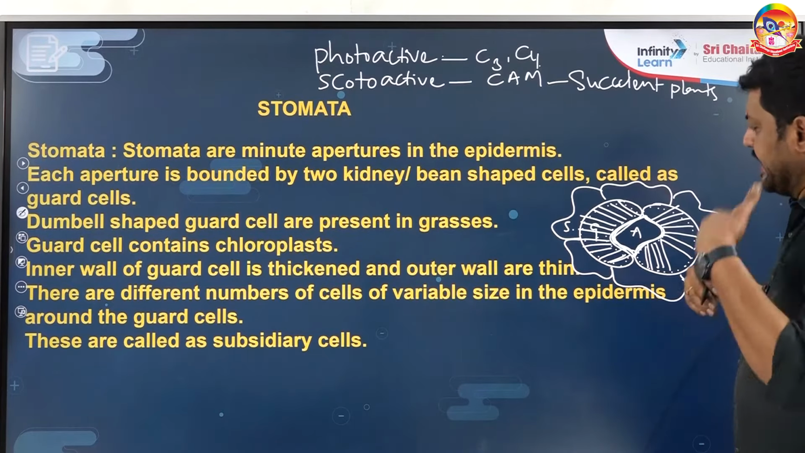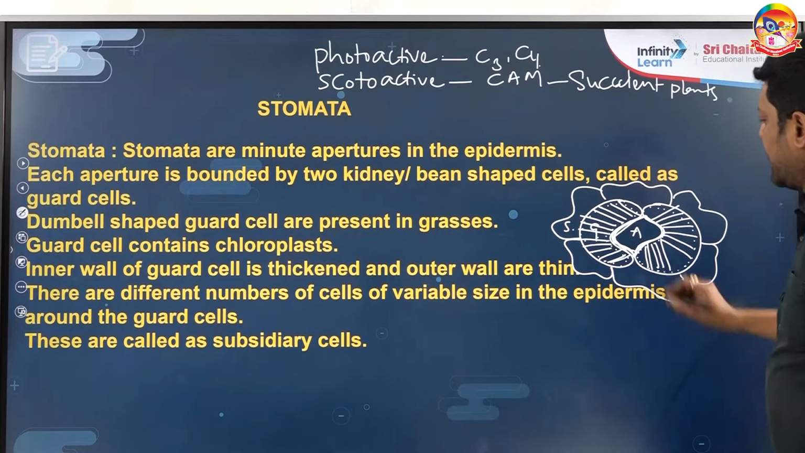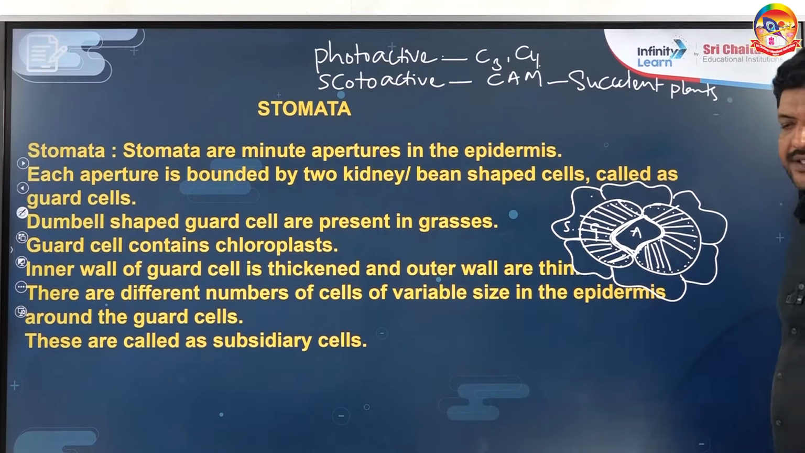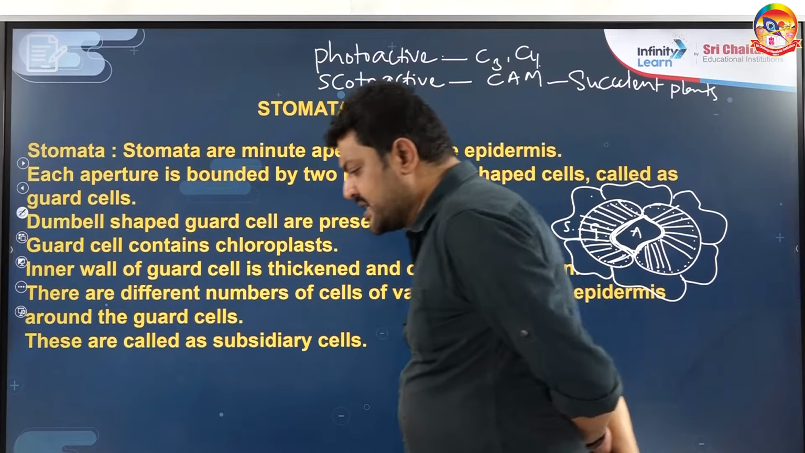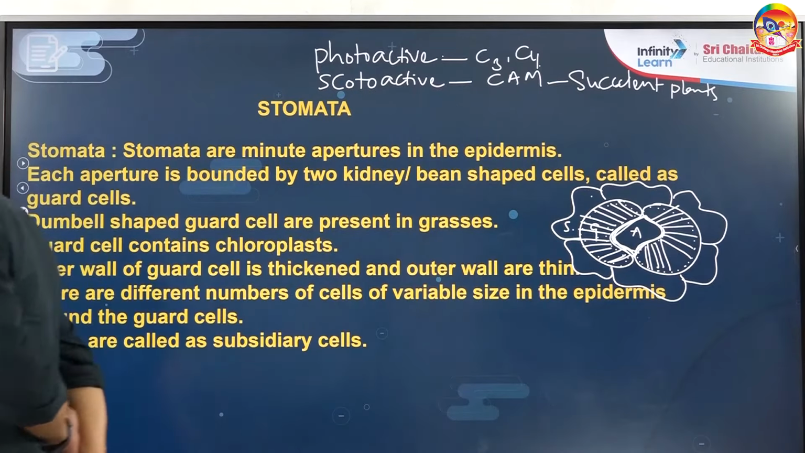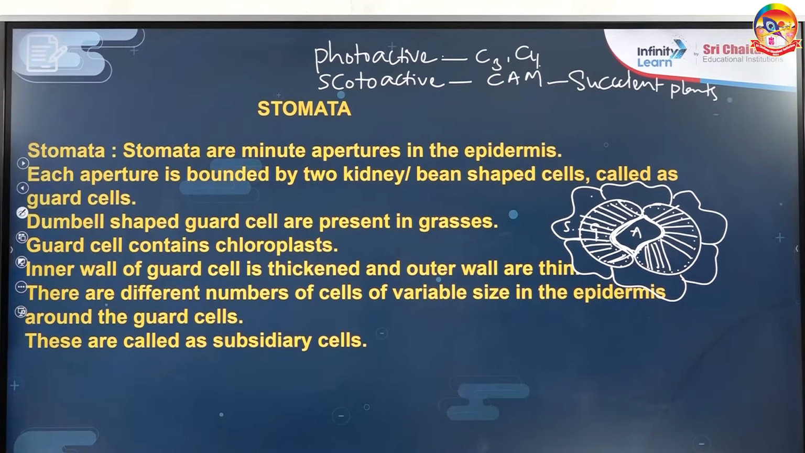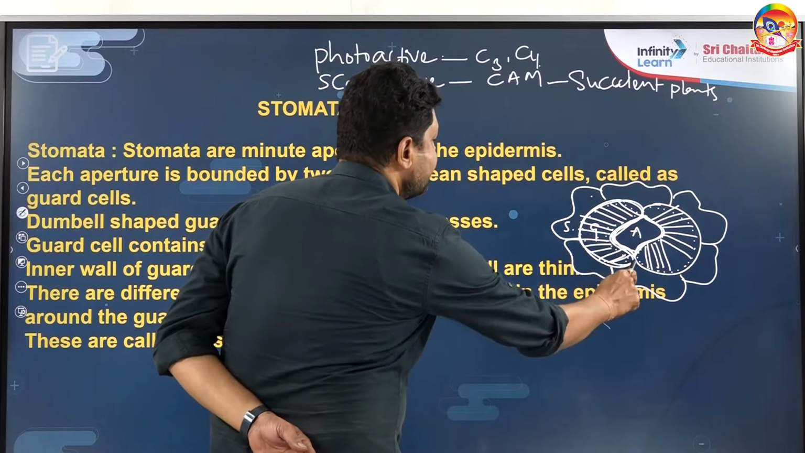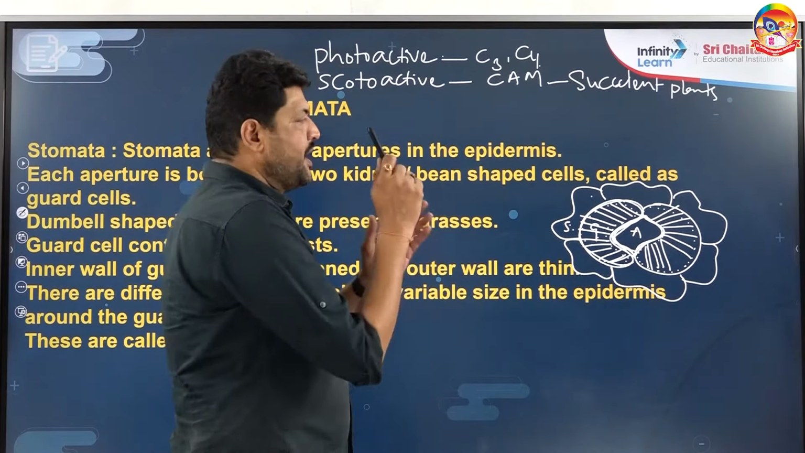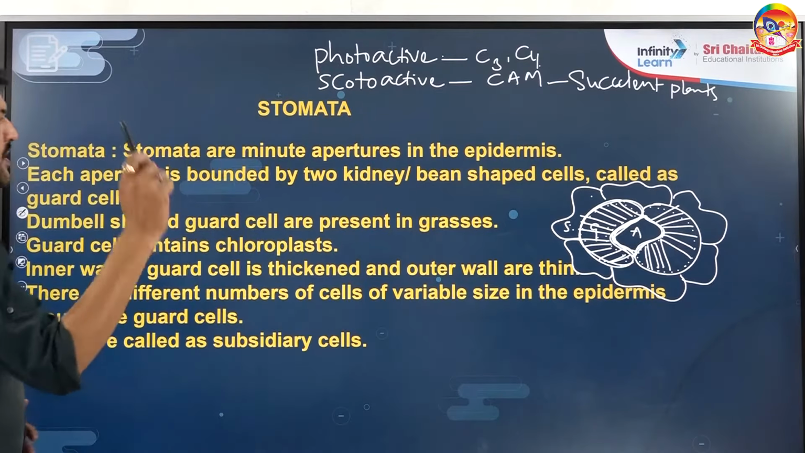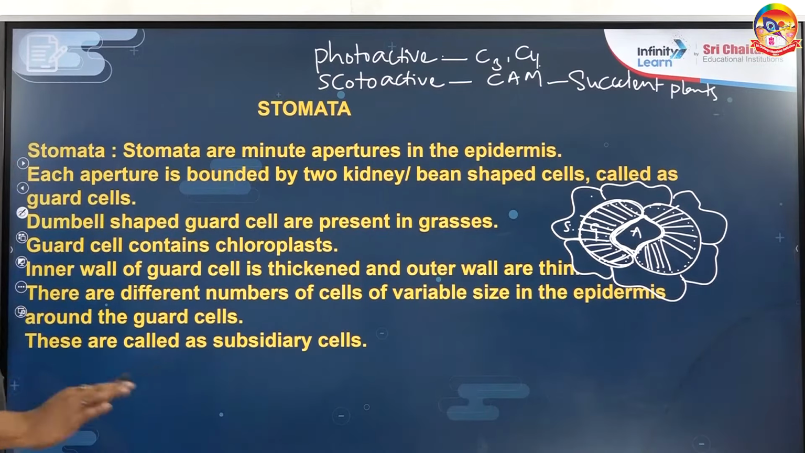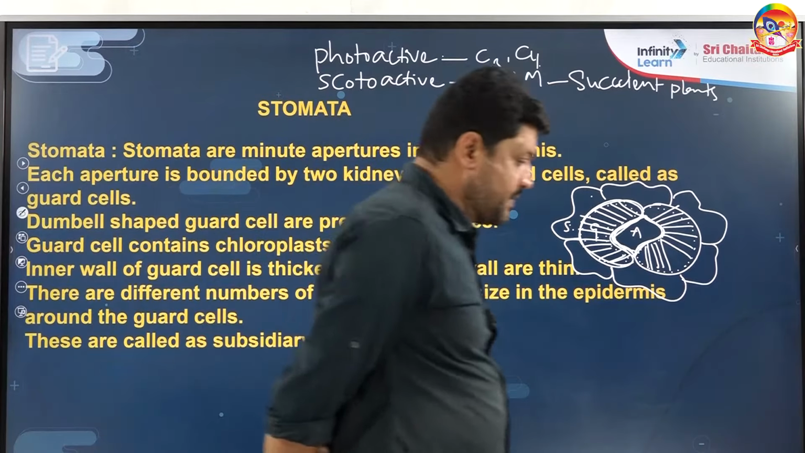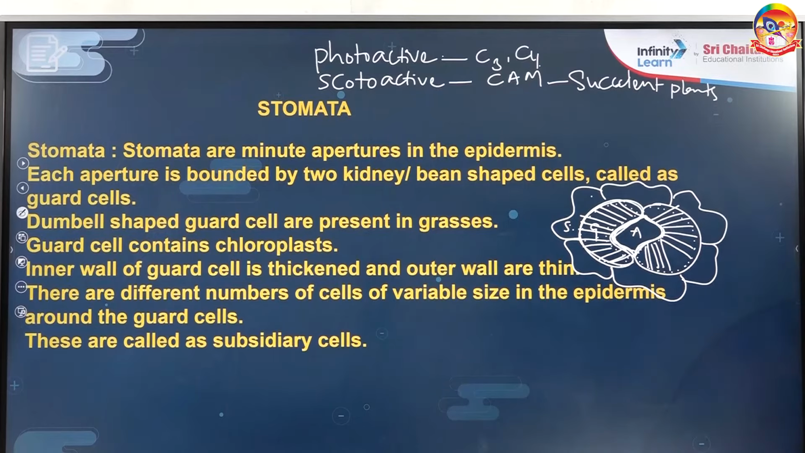Another very old APMT question: guard cells differ from subsidiary cells in shape, structure, function, position, number and function, all the above. So guard cells differ from subsidiary cells. These bean-shaped guard cells differ from subsidiary cells in position, in number, in function, in shape, in structure, in all directions. The guard cells have chloroplast, but subsidiary cells do not have chloroplast.